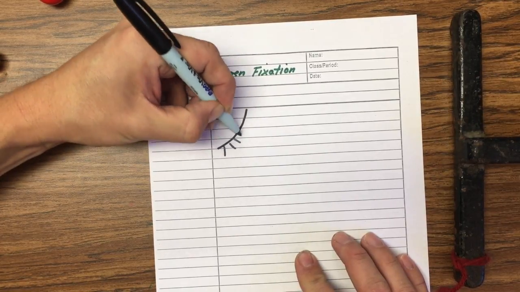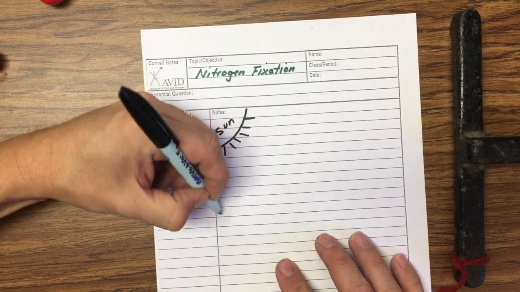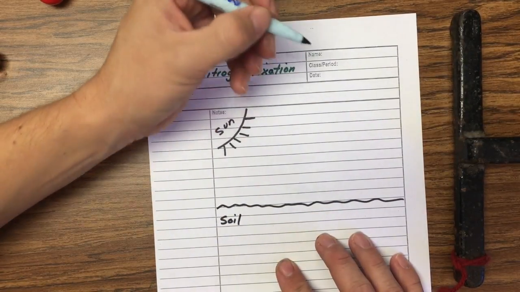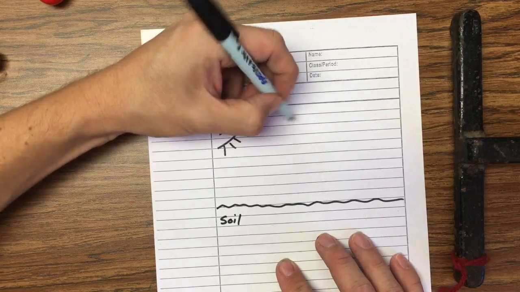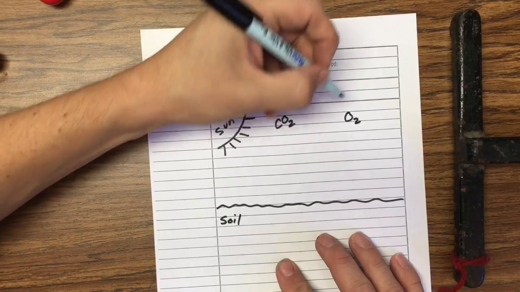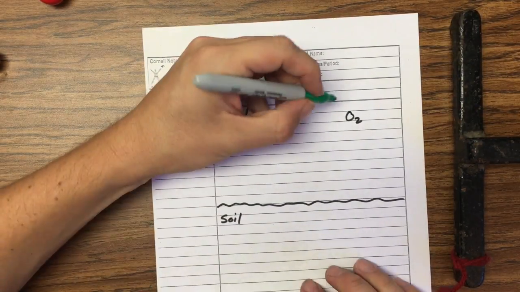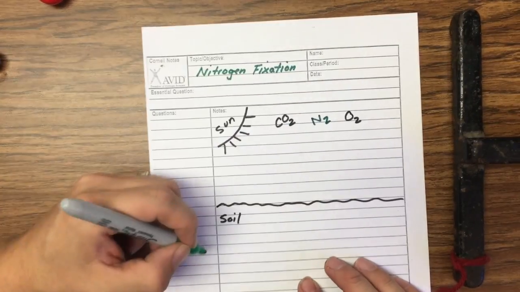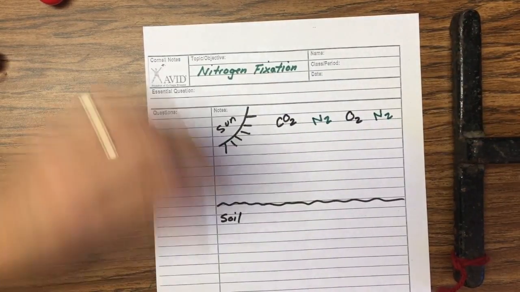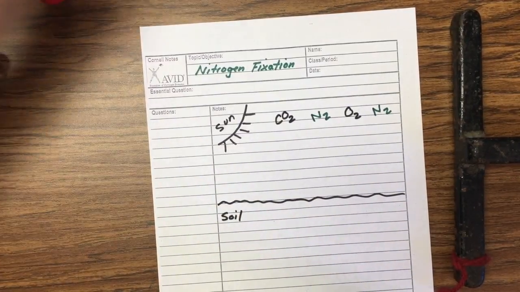First, imagine that we have our ecosystem. We have the sun, and there's soil. And in the atmosphere, there's a bunch of gases like CO2 and O2, and one very important gas is N2. There's actually tons of N2 in our atmosphere, and that molecule looks like this: two nitrogen atoms connected together.